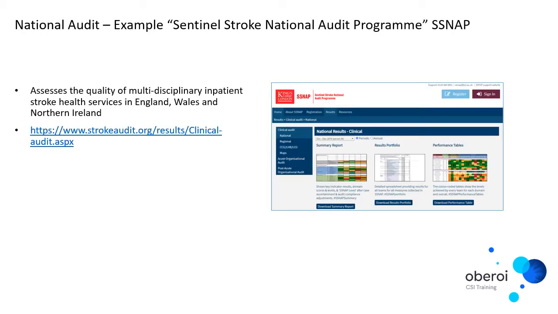So an example of a national audit is the Sentinel Stroke National Audit Programme, the SNAP audit. This assesses the quality of multidisciplinary inpatient stroke health services in England, Wales and Northern Ireland. And you can see there the data is published and it's available, and you can access it using the link here. You can drill down into regional and local areas and look at performance tables, and you can see the kind of level of data that is available from secondary care.